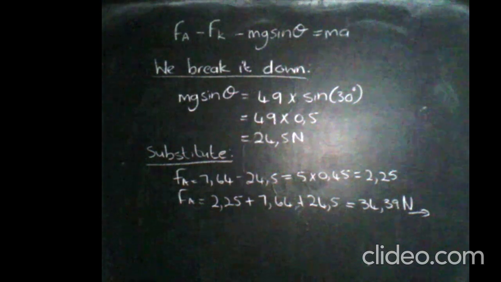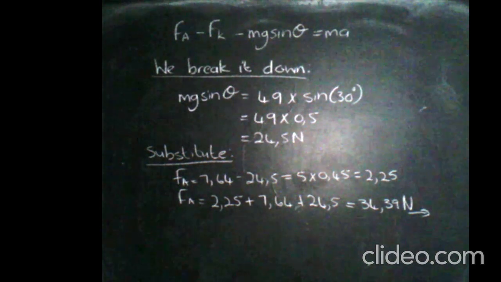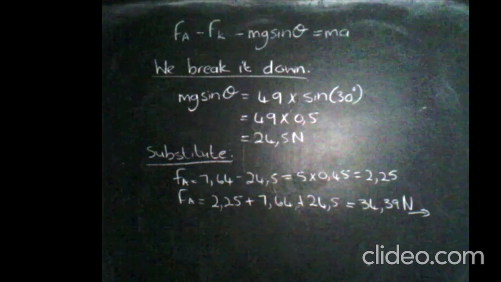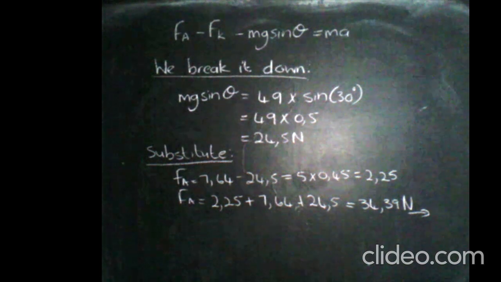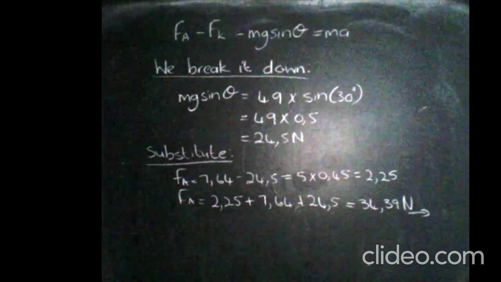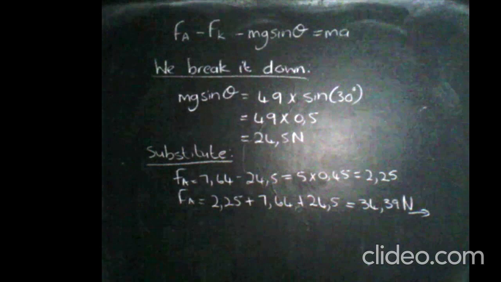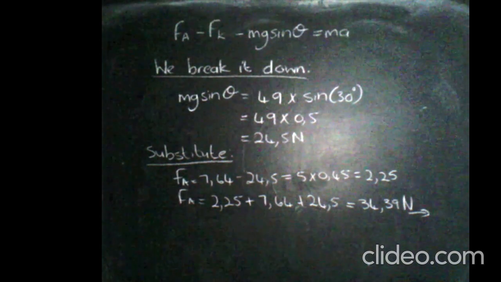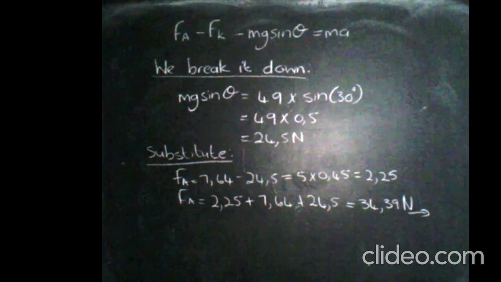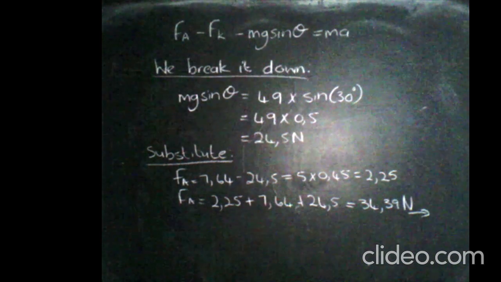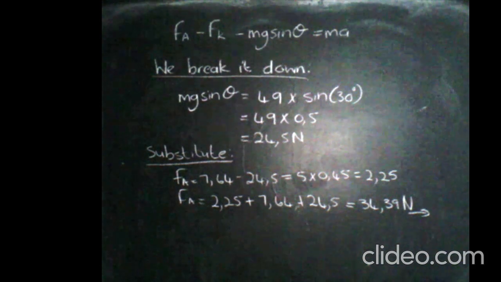Now we substitute into the formula up top, right? 7.64, which was the frictional force, minus 24.5 after we broke down mg sine theta, which is equal to 5 times 0.45, and the answer for that calculation is 2.25. Now, Fa is equal to 2.25 plus the 7.64 of the frictional force plus the 24.5 after the breakdown, which leaves us with an answer of 34.39 newtons.